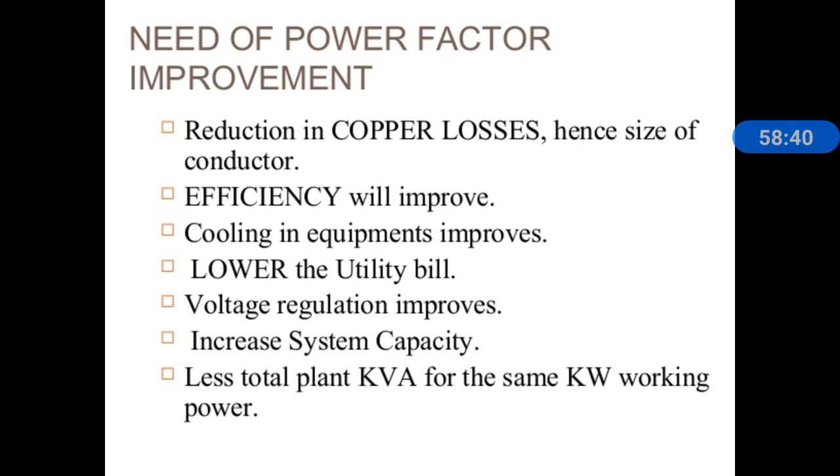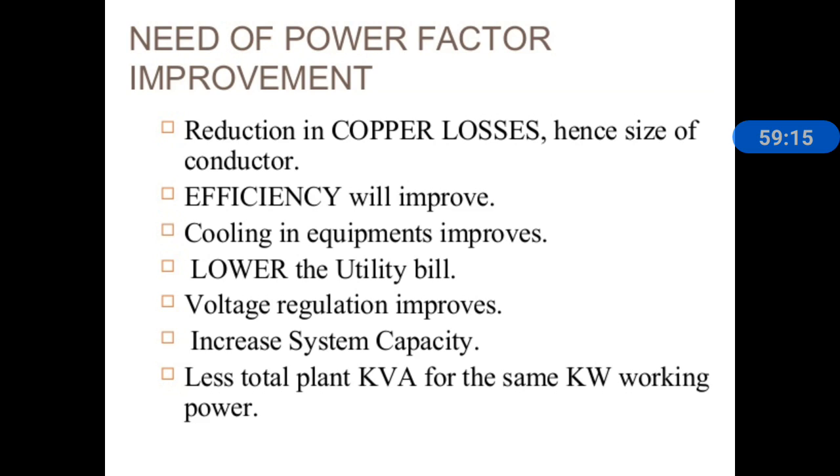V I cos phi. Here, suppose the cos phi value is 0.5, then the current we are drawing is voltage divided by 0.5, that means divided by 2. So only half of the power we are actually consuming, so the electricity bill goes high. Once the power factor is 1, voltage into current into 1 means the full power we are utilizing, so we are getting a lower bill, and voltage regulation improves also.